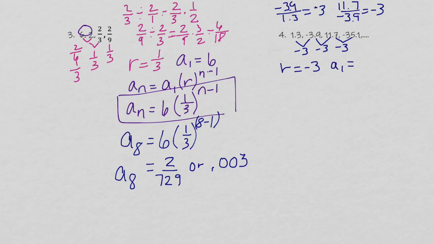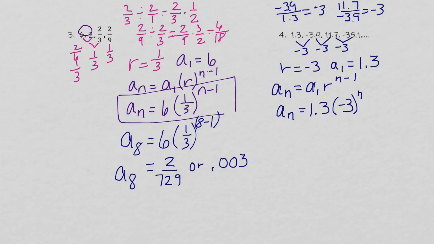My a sub 1 is 1.3. So we're going to plug that in. So a sub n would equal a sub 1 times r to the n minus 1. Let's plug in the information we have. A sub 1 is 1.3. My ratio is negative 3 to the n minus 1. And actually that n up here, shouldn't be an n. Remember, we replaced that. Oh, no, I'm still right. I'm writing the right one. Sorry. I was thinking I was subbing 8 in there already.